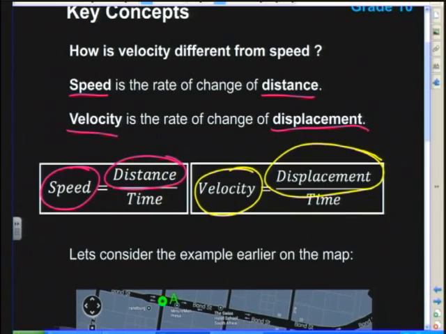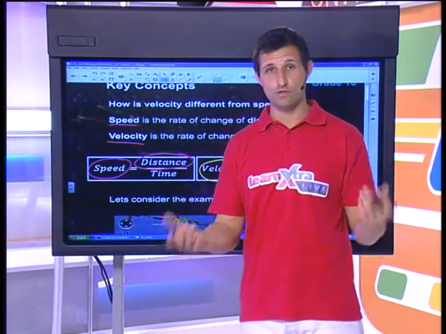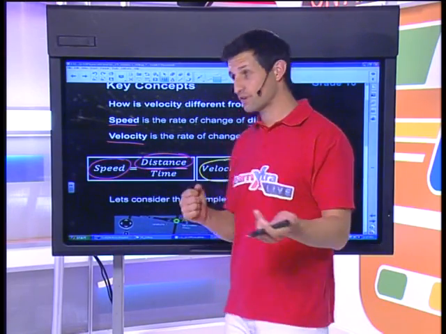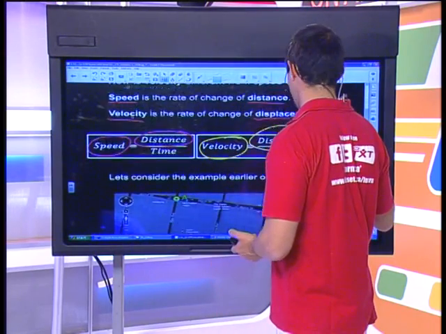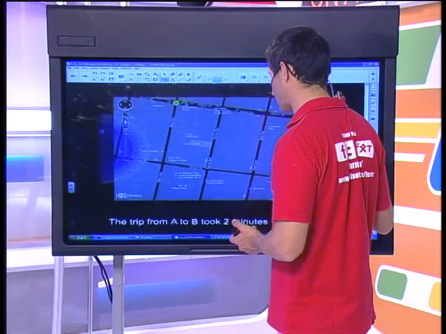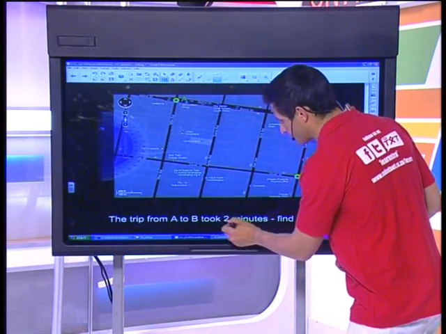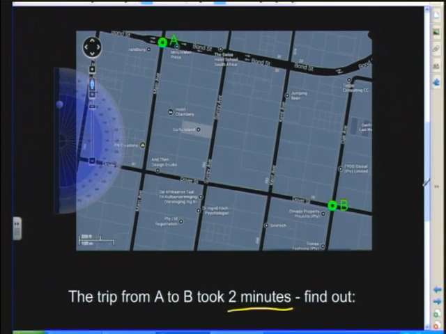So now I'm going to use the example which we talked about earlier, and we're going to try and calculate what the speed was and what the velocity was. So I'm going to bring up a fresh map so we can scribble a little bit. Okay, and here's some information. It tells me that it took 2 minutes to get from position A, that's my starting point, to position B.